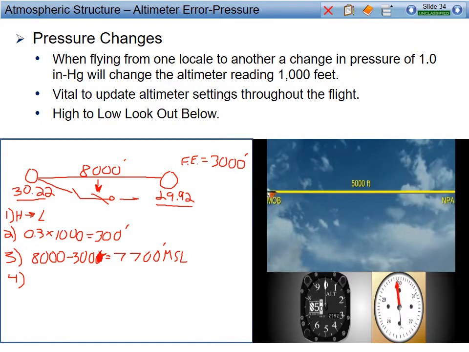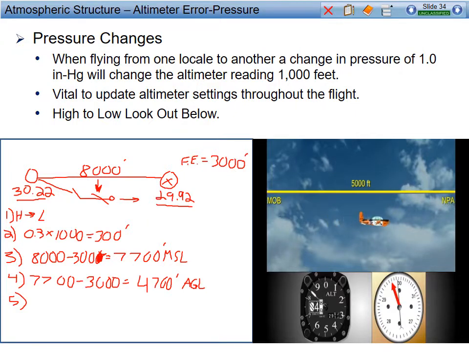Then we want to find out, if we continued to fly in this direction, what would our AGL altitude be when we arrived at our destination, our altitude above that field. And to get that, we take our true altitude of 7,700 feet and we subtract our field elevation of 3,000 feet to give us 4,700 feet. And again, this is an AGL because that is our distance above the field directly.